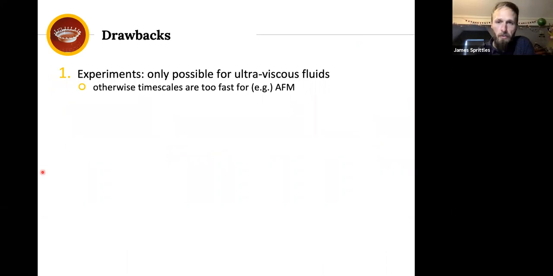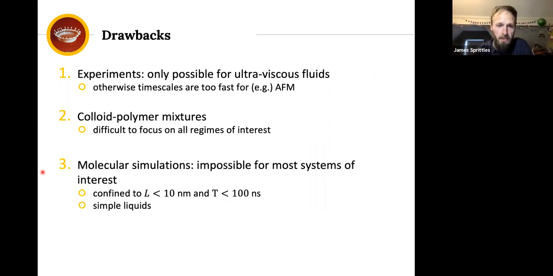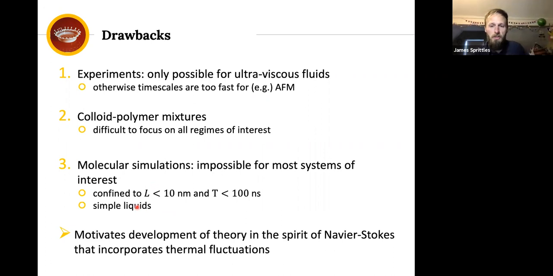So three possibilities, all with their own real drawbacks. Experiments only really work for ultra viscous fluids. Colloid polymer mixtures are nice, but they're often difficult to focus on all the regimes we're interested in. And molecular dynamics is great, except that we can only do things which are smaller than about 10 nanometers, for times less than about 100 nanoseconds, and for simple liquids. So it really motivates the development of theory, in the spirit of Navier-Stokes, that incorporates thermal fluctuations.